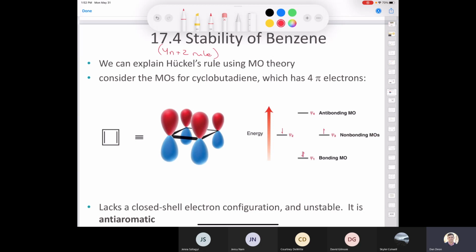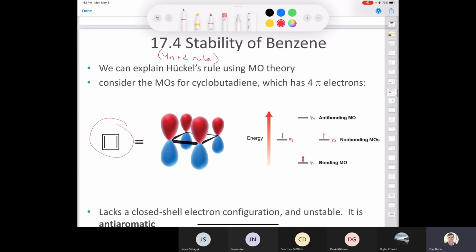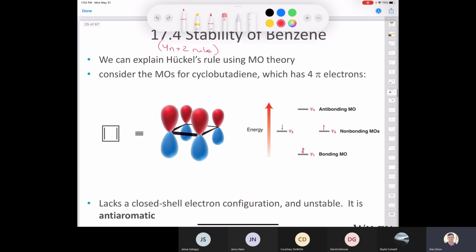It says, consider the molecular orbitals for cyclobutadiene. Now, we said that this isn't an aromatic compound, didn't we? Because it didn't have a Hückel number of electrons, even though it does have a continuously overlapping system of p orbitals. But if we write out all the molecular orbitals, we have 4 p orbitals, and each one of them has an unpaired electron.